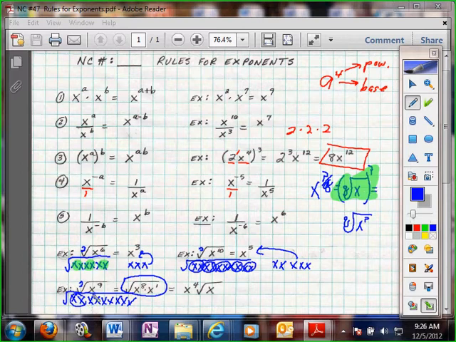Looking for groups of 2. Okay, so I have 1, 2, 3, 4 x's that come out. There's my x to the 4th. And this x didn't get circled, it stays in. That's why I have x to the 4th times root x. Okay, continuing on.